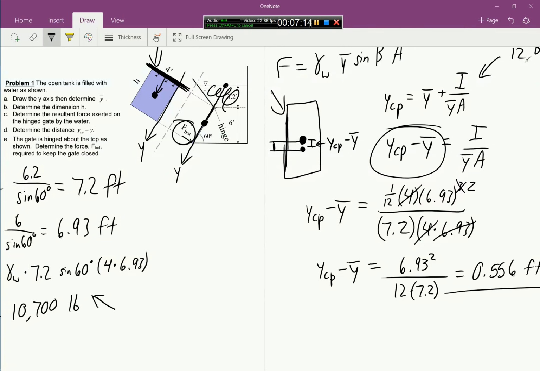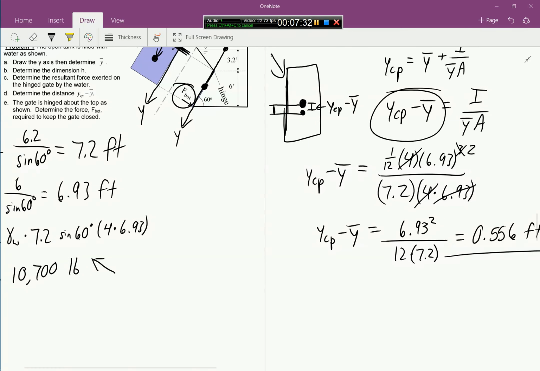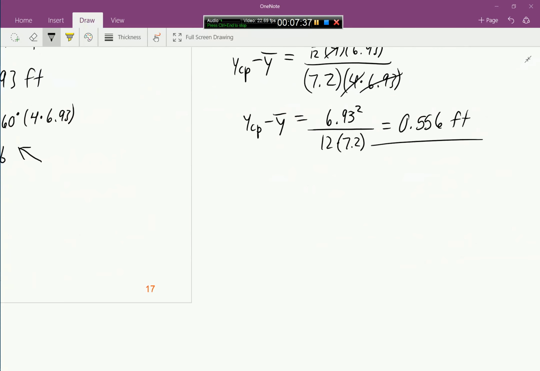All the water in this tank is pushing on this gate, trying to get out, and we need to find what the magnitude of the force needs to be in order to keep this gate shut. So we have to do a moment analysis on the hinge. The sum of the moments about the hinge has to equal 0, because we're trying to keep this thing shut.